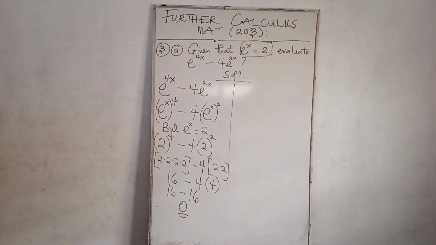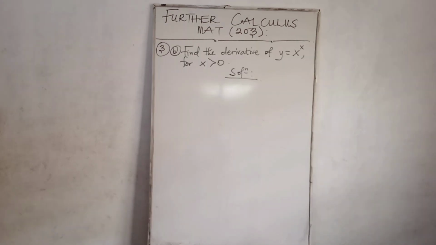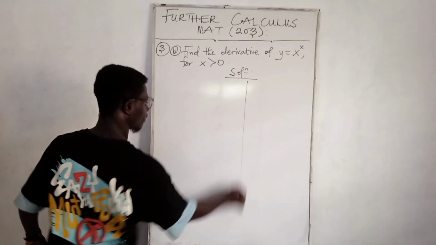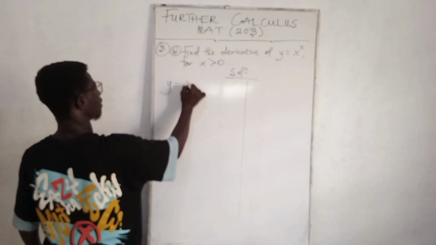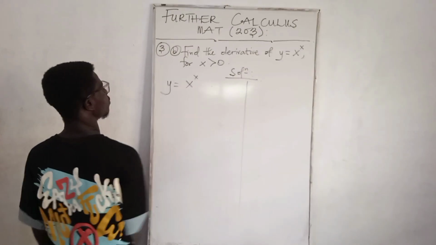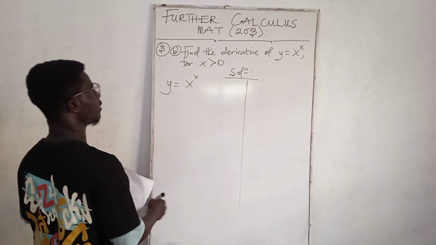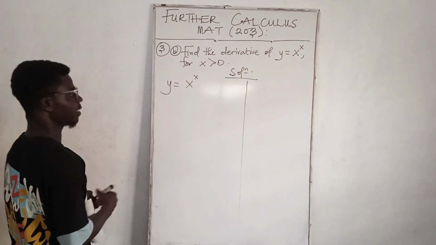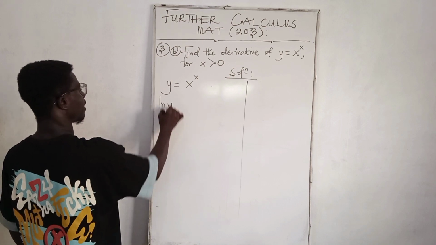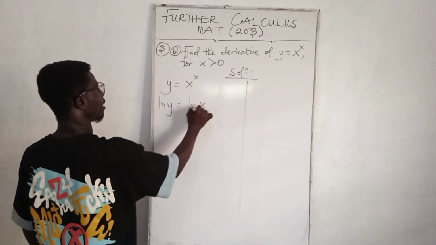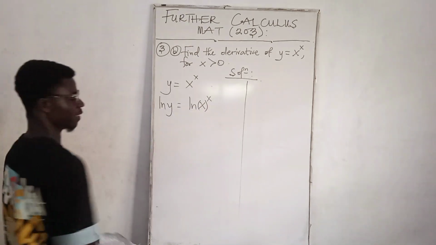So now let's move on to question 3b. Find the derivative of y equals x to the power x, for x greater than 0. So now let's see how best we can solve this question. I have y equals x to the power x. Now we can introduce our ln function so that we drop this x down. So I get ln y equals ln of x to the power x.